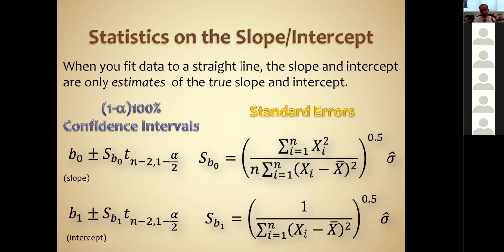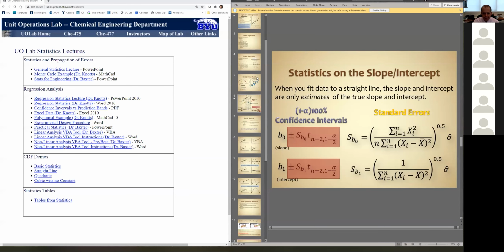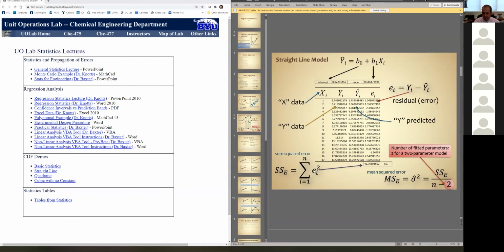So how do I get the standard error? The standard error that we talked about last time was sigma over square root of n. When I fit data, the standard error looks like this. I take all my x data, I square it, and sum it up. I take all my x data, individual points, subtract it from the average of the x data, square that, and sum it up. I got an n here, I got a 0.5 here, and then I have this sigma hat. What's sigma hat? It's actually not that hard. I'm just going to go back here. You can see that was related to the sum squared error. It's actually the square root of the mean squared error.